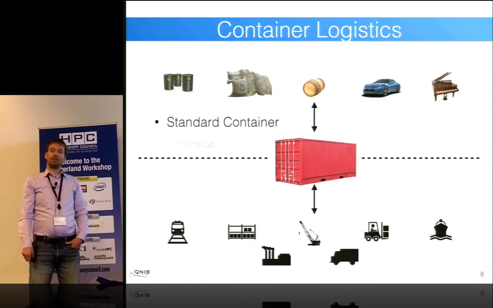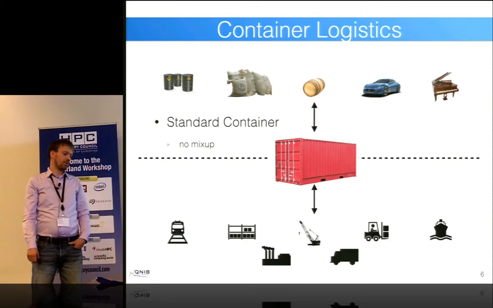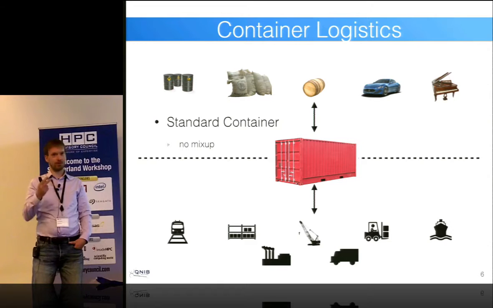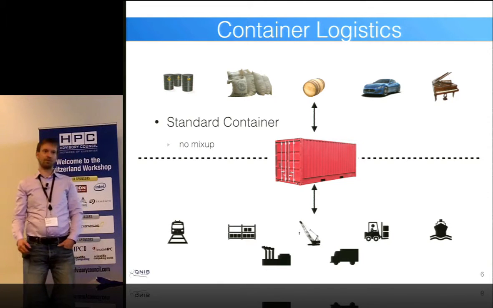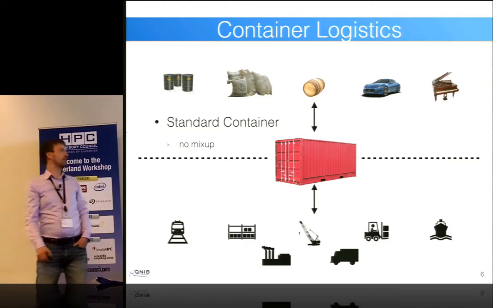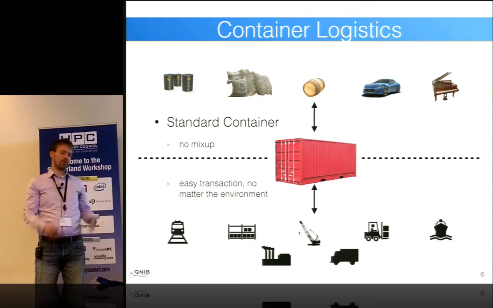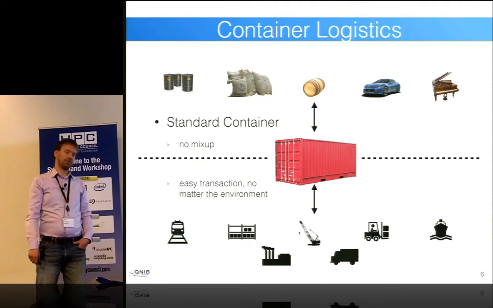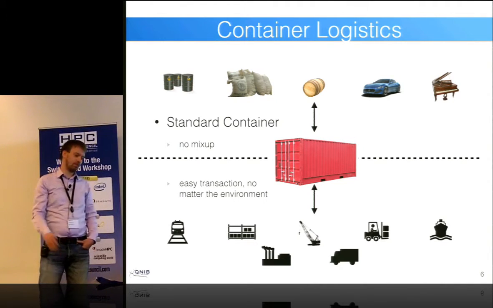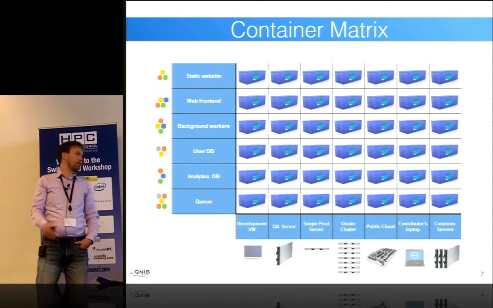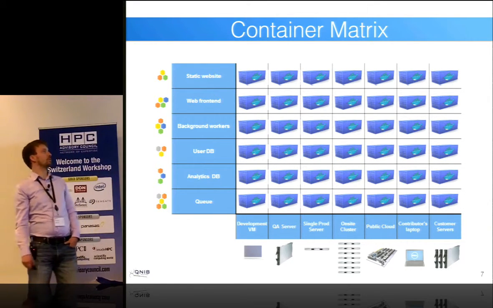In the 1960s, someone invented this metal box called container. That was a standard container in different sizes, so 2 standards, and there was no mix-up anymore between the goods, so that was a good thing for logistics, and the transactional cost decreases a lot because you can just take the box, put it on a train, put it on a truck, put it on the ship, and off you go. This metaphor also spans to system operations.